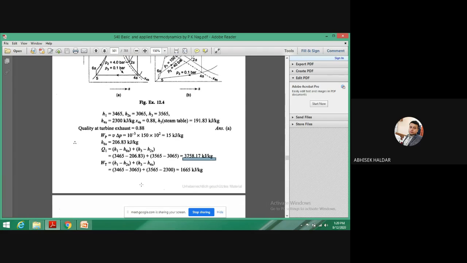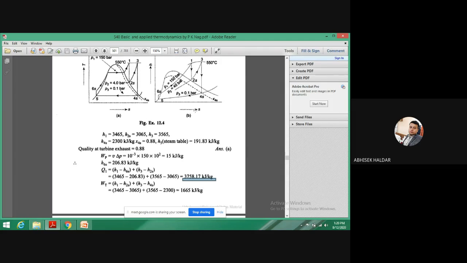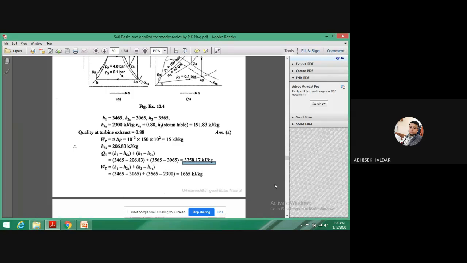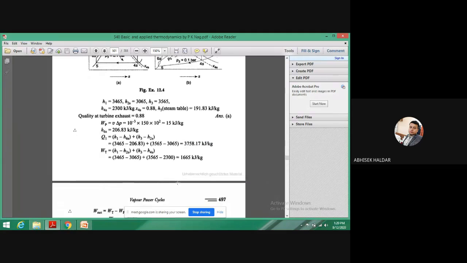Similarly for WT, I have to add the work done by the high pressure turbine and the low pressure turbine both. So H1 minus H2S plus H3 minus H4S. Very simple, all the values you are ready with, so you can just put the values. This is the value for WT, and W net is nothing but WT minus WP, and you can calculate the eta cycle, the thermal efficiency.